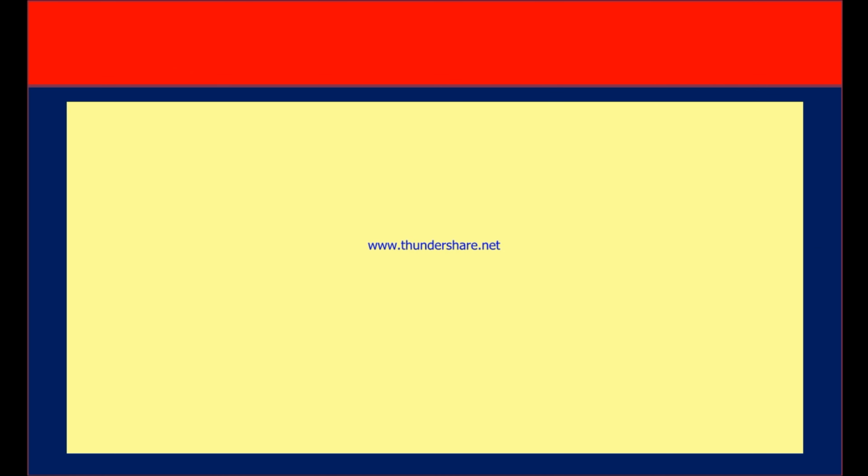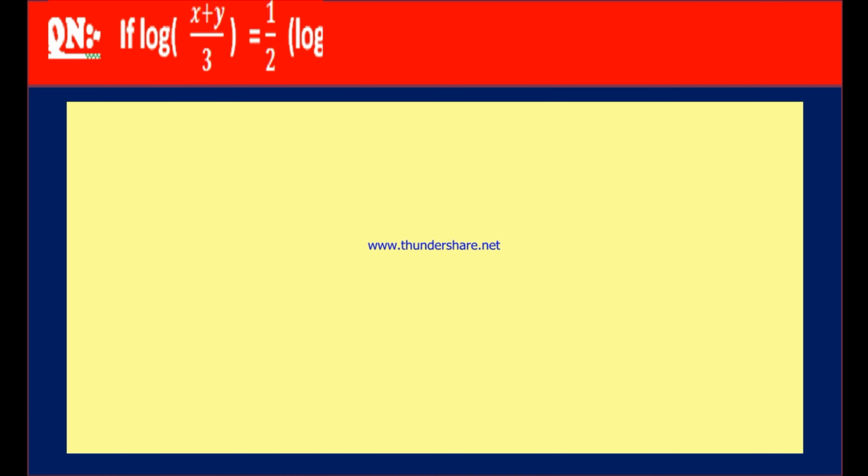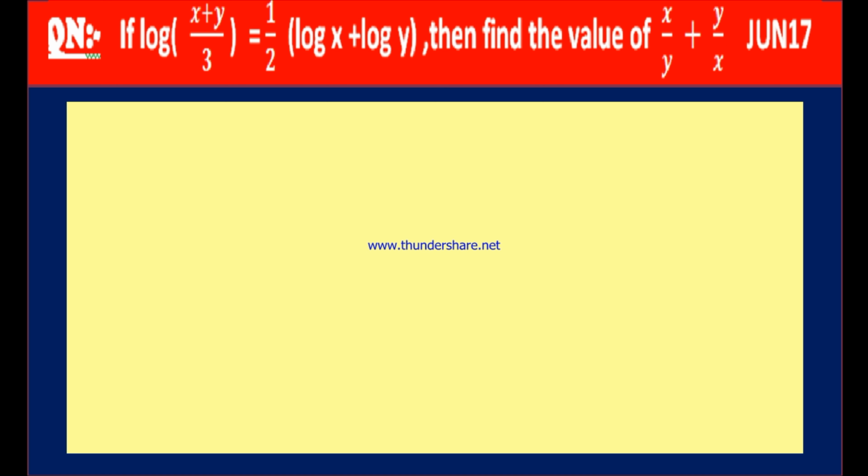Here is question number 4. If log of (x plus y) by 3 is equal to half of (log x plus log y), then find the value of x by y plus y by x. I shall repeat. If log of (x plus y) by 3 is equal to half of (log x plus log y), then find the value of x by y plus y by x. This question appeared in June 2017.